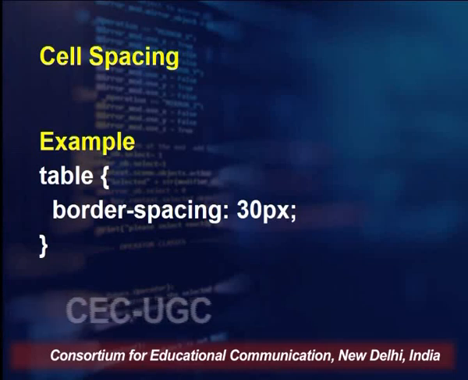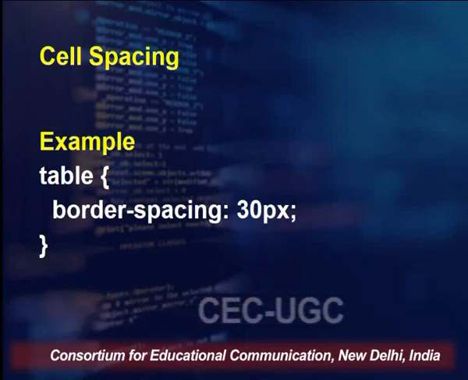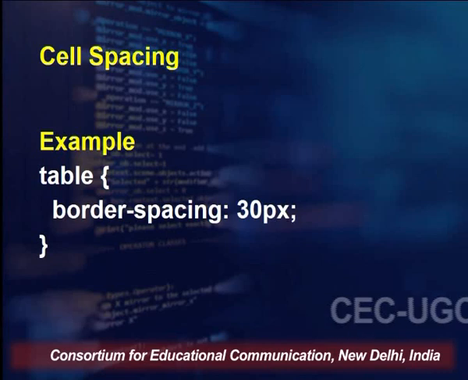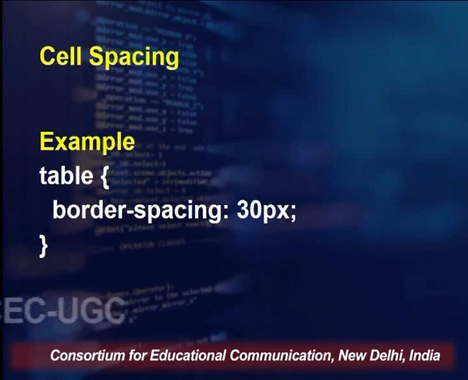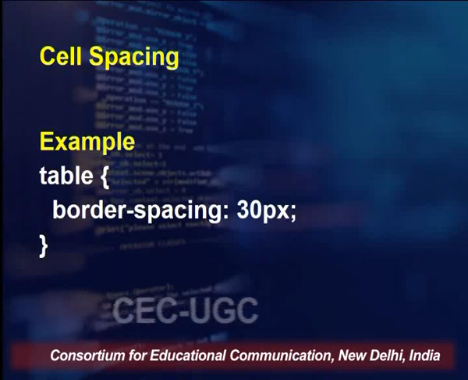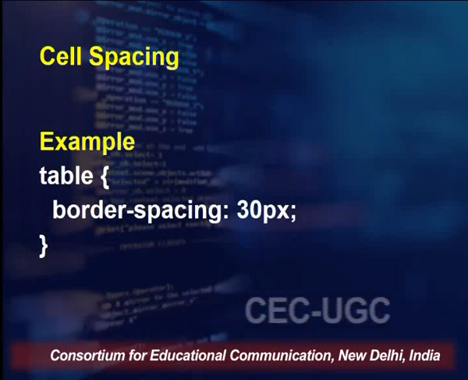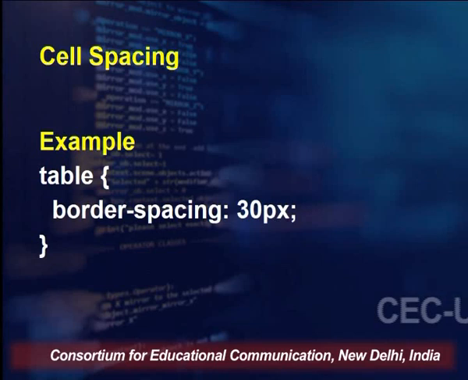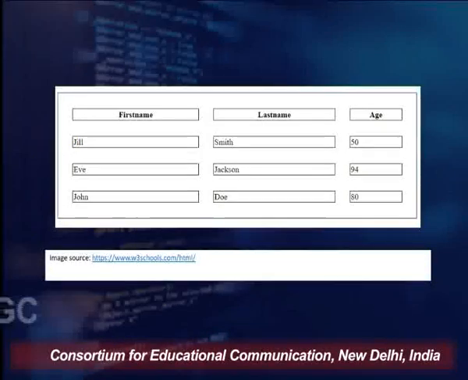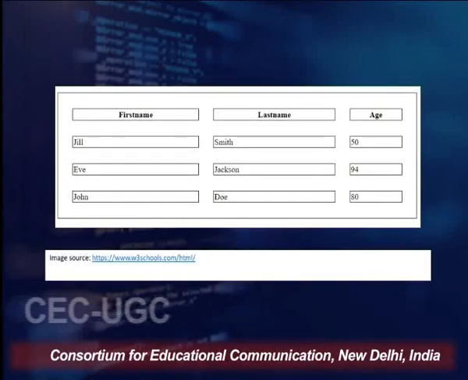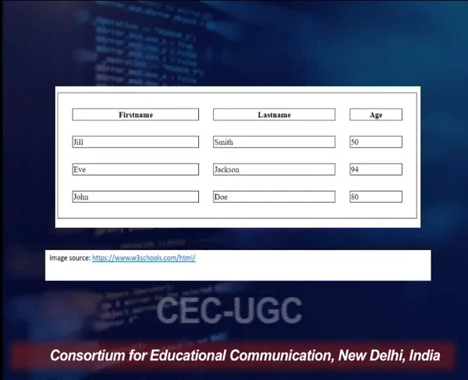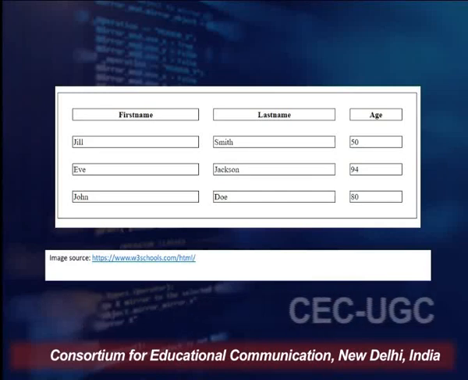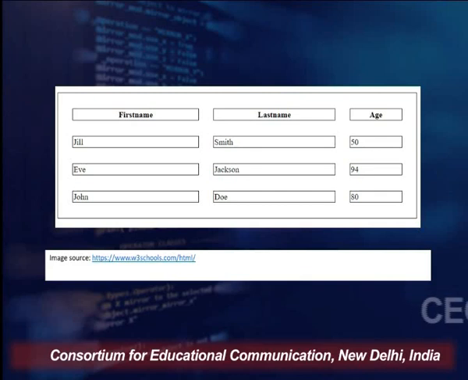So we are going to write this as a property of the table element under the style tag of the head section. So table border-spacing is 30 pixels. The border spacing will be given as 30 pixels. Here you can see the result. If we apply this 30 pixels, please notice the alignment of the cells of the table.